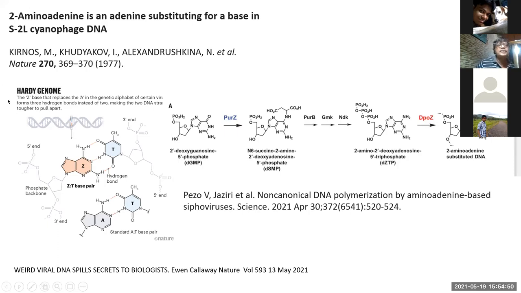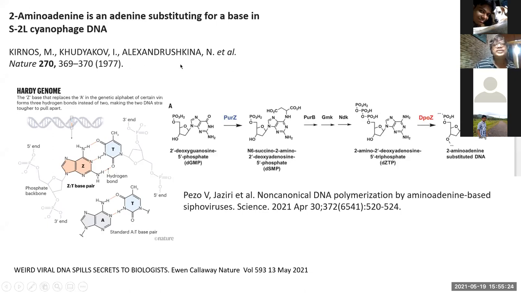So if this is a different type of genome, one would expect that there must be some specific enzymes in their genomes which should produce this Z base. They could actually identify a particular enzyme called PurZ, which is different from PurA that is required for the production of adenine. And they could also find a DNA polymerase which can use Z nucleotides for the formation of the DNA.